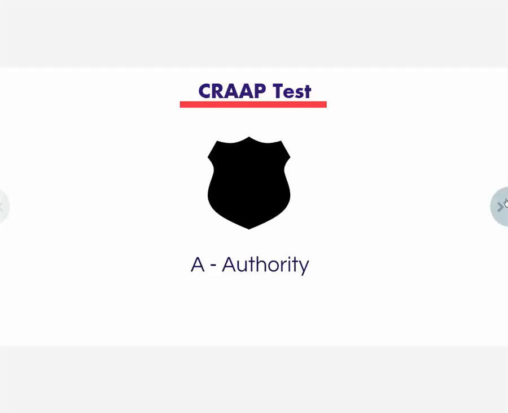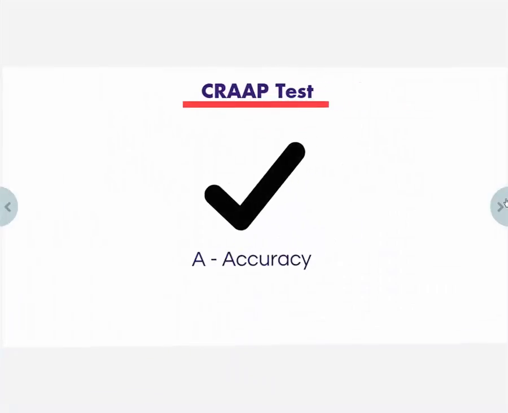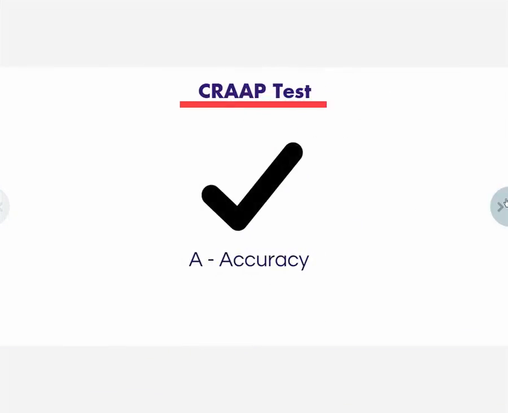Next comes authority, the source of the information. Who is the author, publisher, or sponsor of the information, and what are their qualifications to write about this subject? Then we look at accuracy, the reliability, truthfulness, and correctness of the content. Is the information supported by evidence? Is there a gatekeeper, a peer review process, an editor? Where does this information come from?